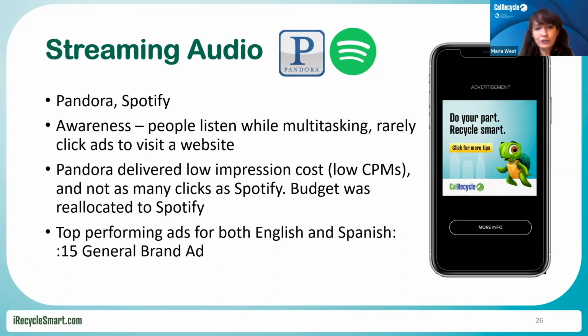But Pandora delivered a low impression cost and not as many clicks as Spotify. So we decided to reallocate the budget to Spotify because it just seemed to be impacting more people. The top performing ads for both English and Spanish was the 15-second general brand ad that you'll find in the toolkit.